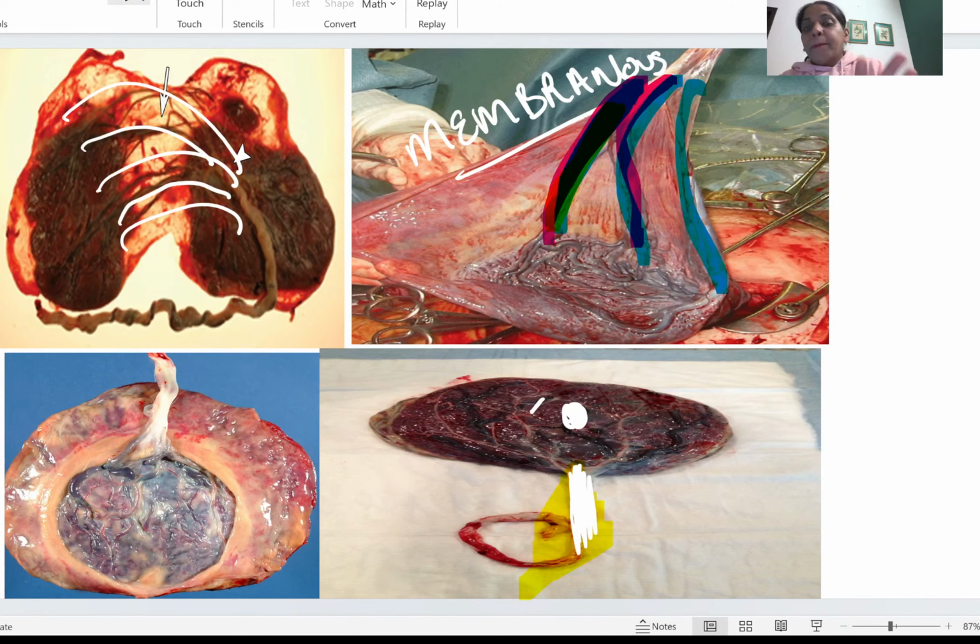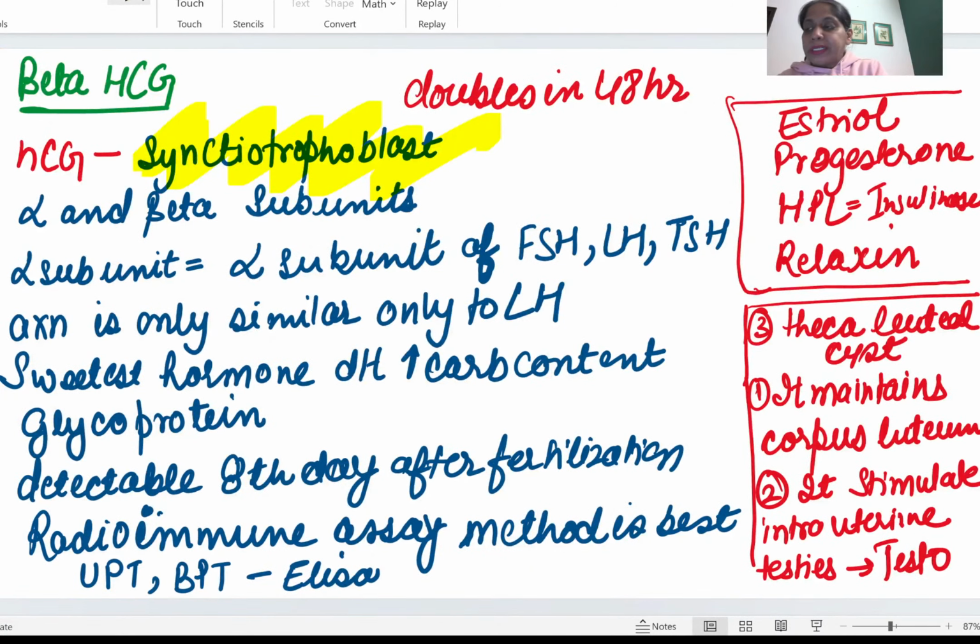If they are connected by blood vessels, then it is placenta succenturata. If the two lobes are not connected by blood vessels, it is bilobate. And if the size of both the lobes is the same, then it is bipartite. Is it clear? But do focus on succenturata. Succenturata is what is expected in your exam.